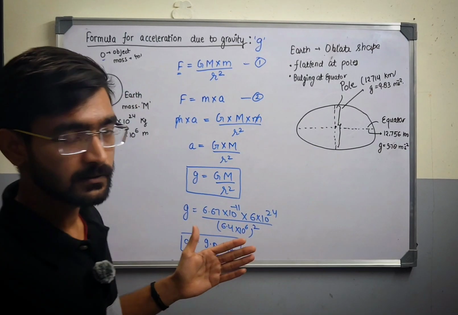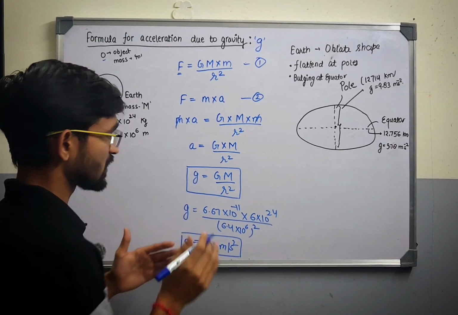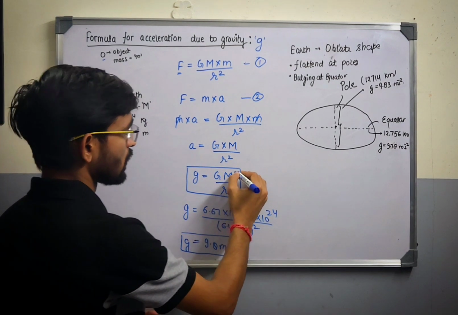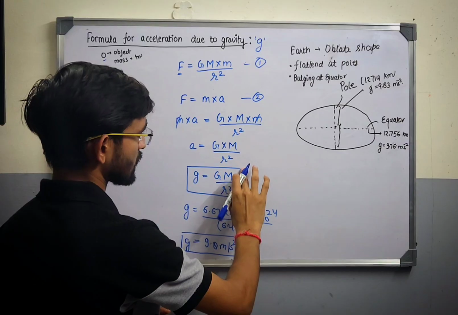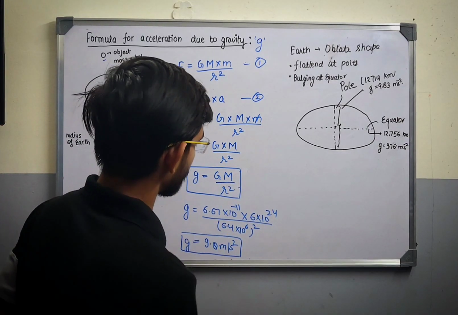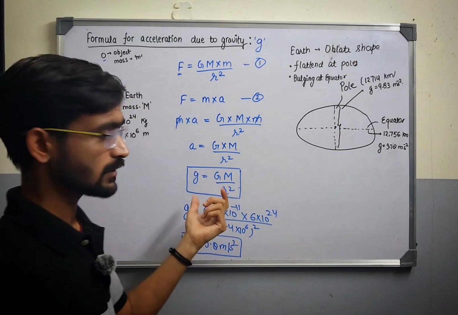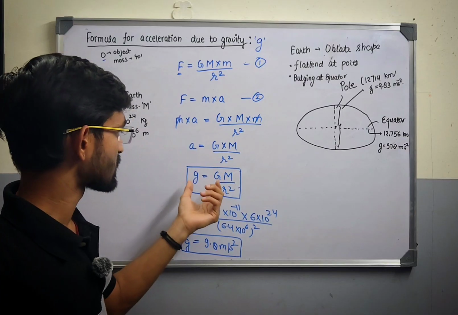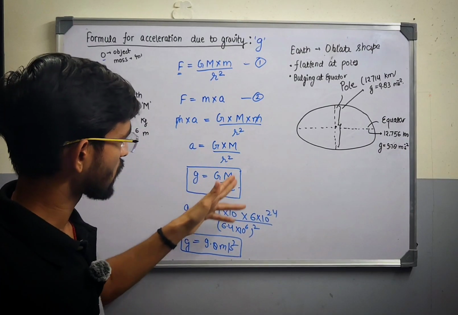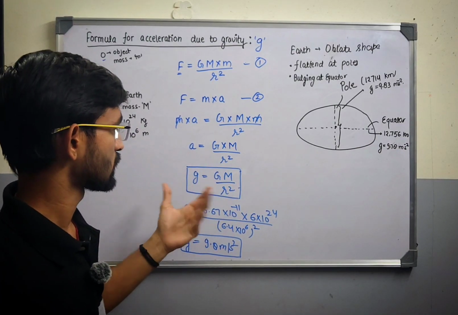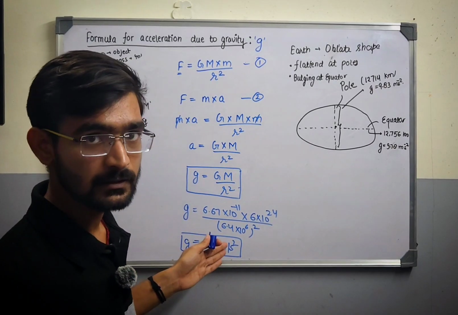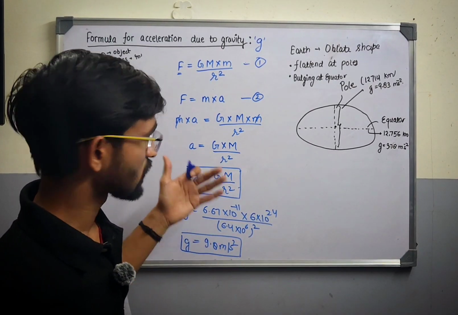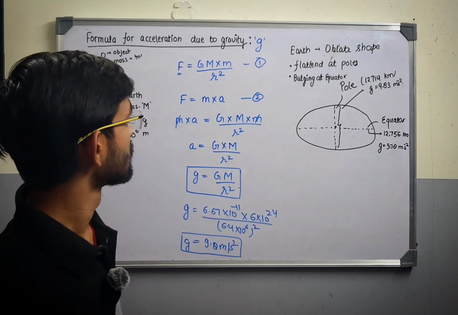And you can find acceleration due to gravity at any planet. If you put the mass of that planet and the radius of that planet, you will get the acceleration due to gravity of that planet. This is not only for Earth. You can find acceleration due to gravity for any planet if you put values of mass and radius. And this is the value of acceleration due to gravity at the surface of Earth or near the surface of Earth.